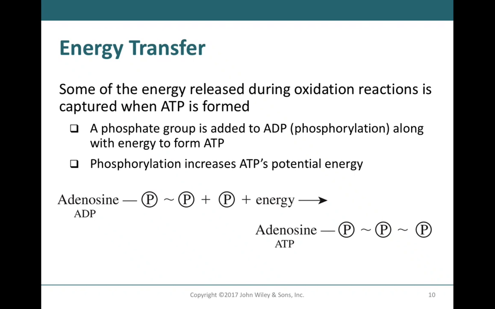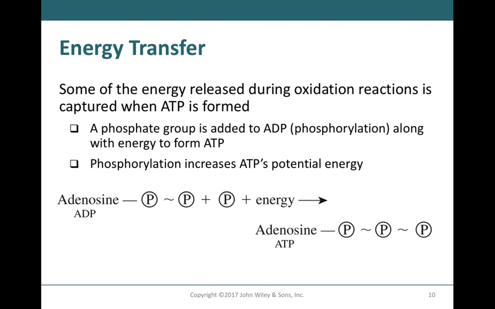Oftentimes when oxidation reactions progress, they're going to release some energy, and that energy can be used to create ATP. So here we have adenosine diphosphate. This is ADP, adenosine with two phosphates here, and we have this plus here showing us that phosphate is its own entity, as well as the energy from our oxidation reaction that's been released. And if we're able to take this energy, we can use it to form a bond between these two phosphates to give us ATP. This is adenosine triphosphate. This type of reaction is called a phosphorylation.